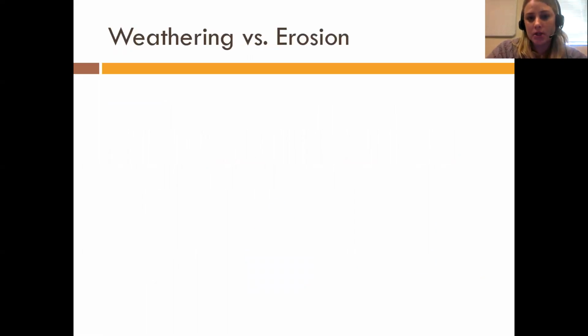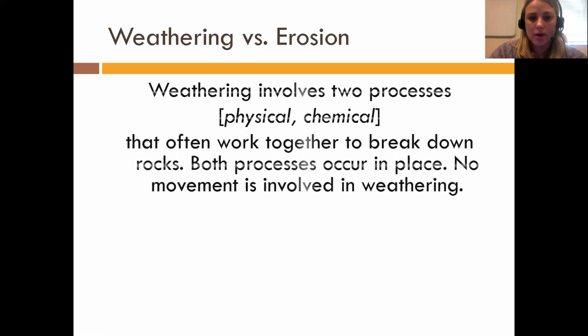So what is the relationship between weathering and erosion? Weathering involves two processes. We talked about those. The physical, which may change the size of the rock but is not going to change its composition, whereas chemical weathering is going to change the chemical makeup of the rock. It's going to turn it into something else. The example that we saw was oxidation, where we see iron in the presence of oxygen being turned into iron oxide. So again, these two processes work together to break down that rock into soil. Both processes occur in the same place.